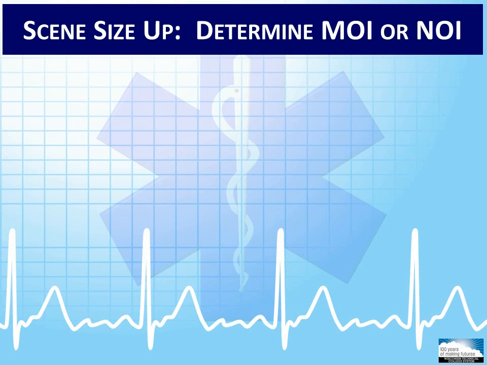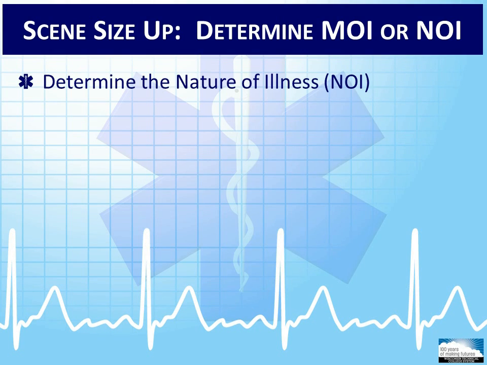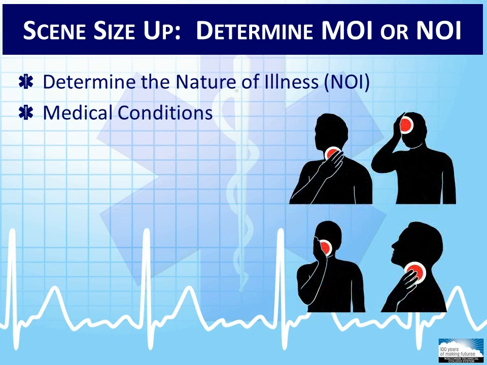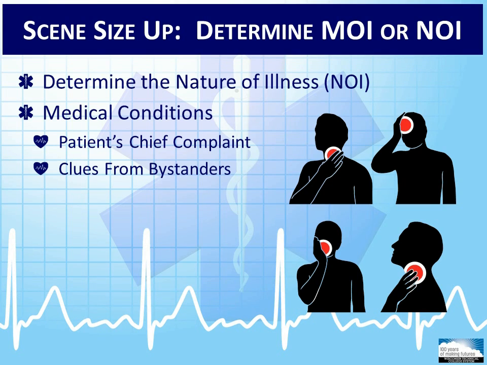As opposed to MOI, which looks at patient trauma, nature of illness, NOI, is associated with medical conditions. The nature of illness is defined by any non-traumatic condition that is or has the potential to impact the patient's health at the specific time. The patient's chief complaint or complaints will be a good starting point for determining the nature of illness. Interviewing the patient, family members, and bystanders will provide the EMT with clues as to what the patient is or has been experiencing. Examining the scene can also assist in determining why a patient is presenting a certain way.